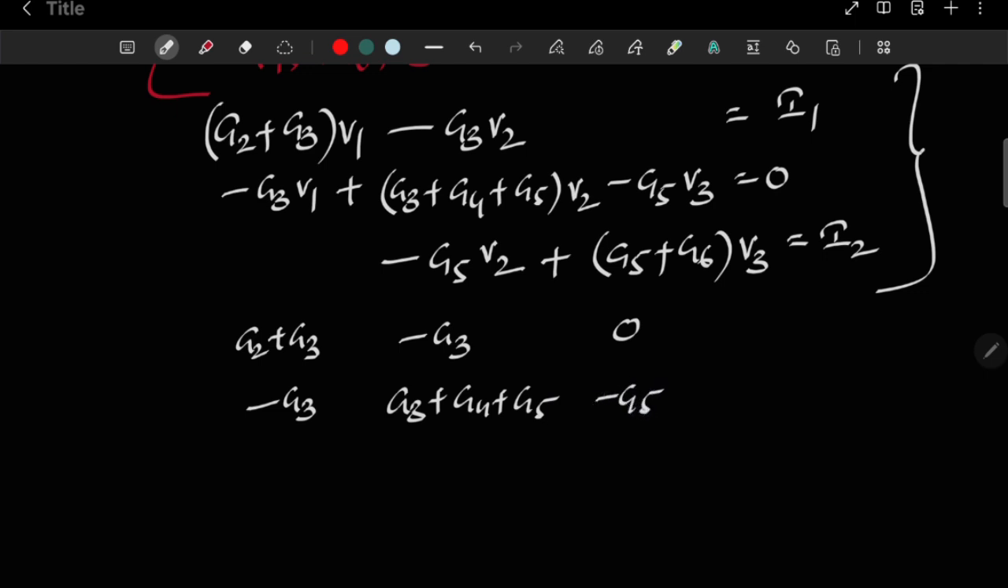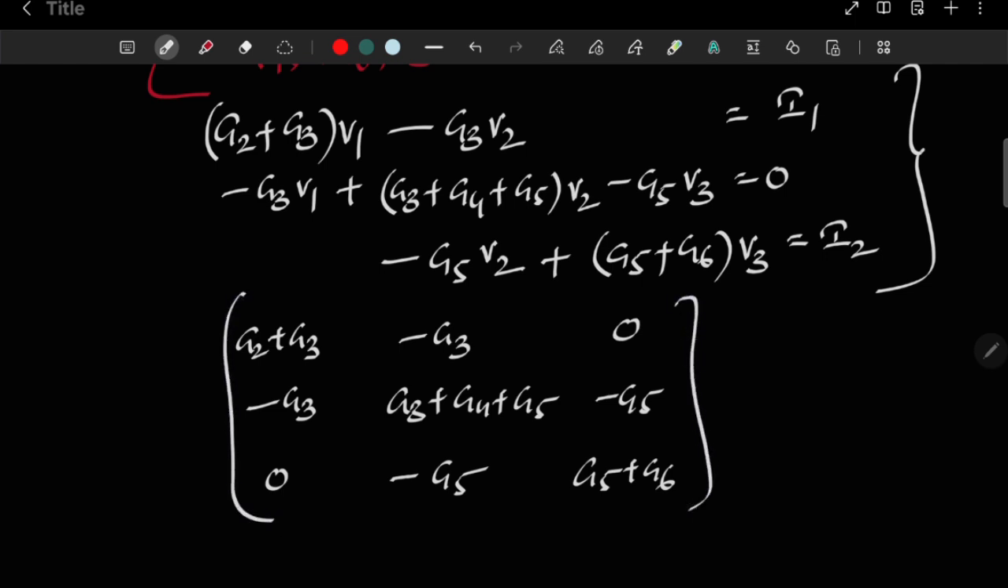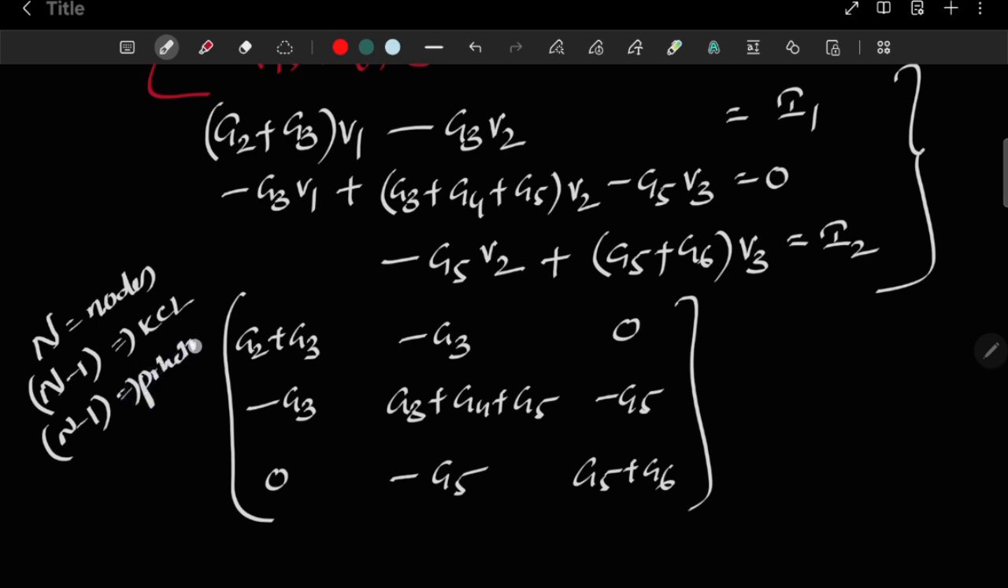And in the third equation nothing is related to V1, so here 0. Next minus G5. Next G5 plus G6. These are the conductances because we have three nodes where we have applied the KCL. That means if n nodes are there in total, we have n minus 1 KCL equations and n minus 1 principal nodes. Principal nodes are the n minus 1 variables. That means V1, V2, V3. Variables are unknowns.